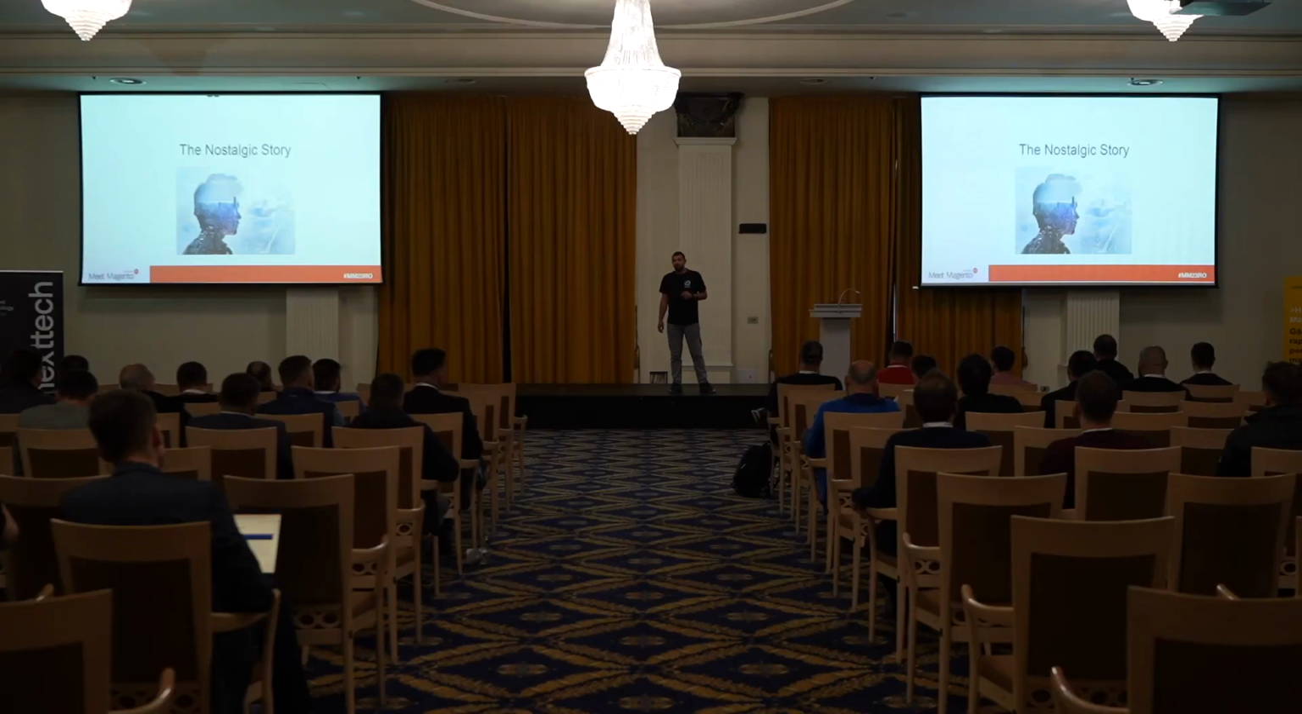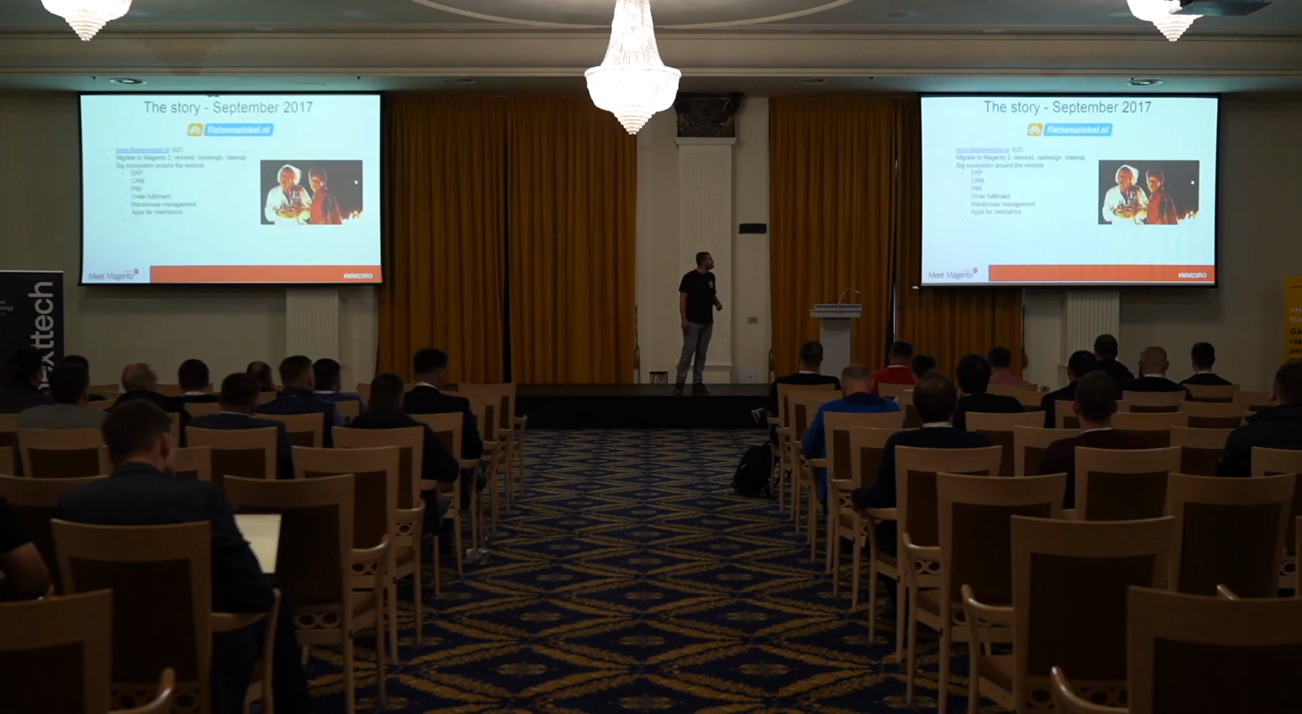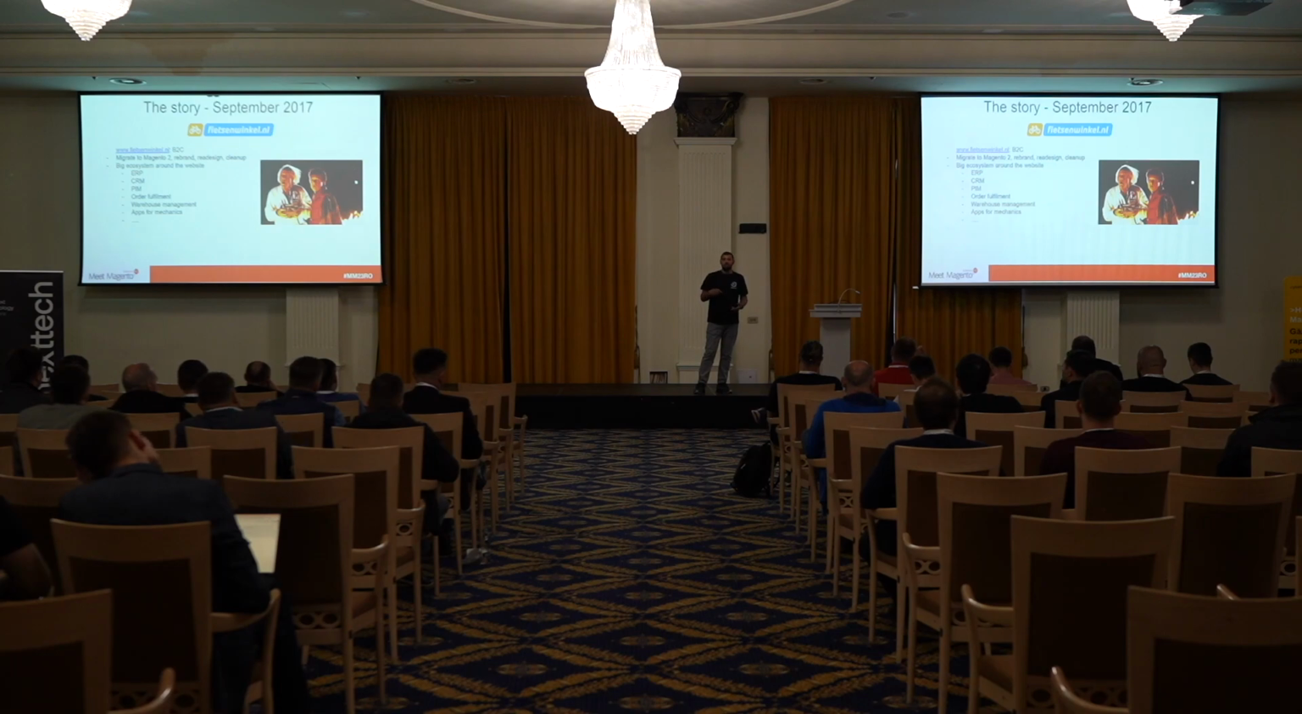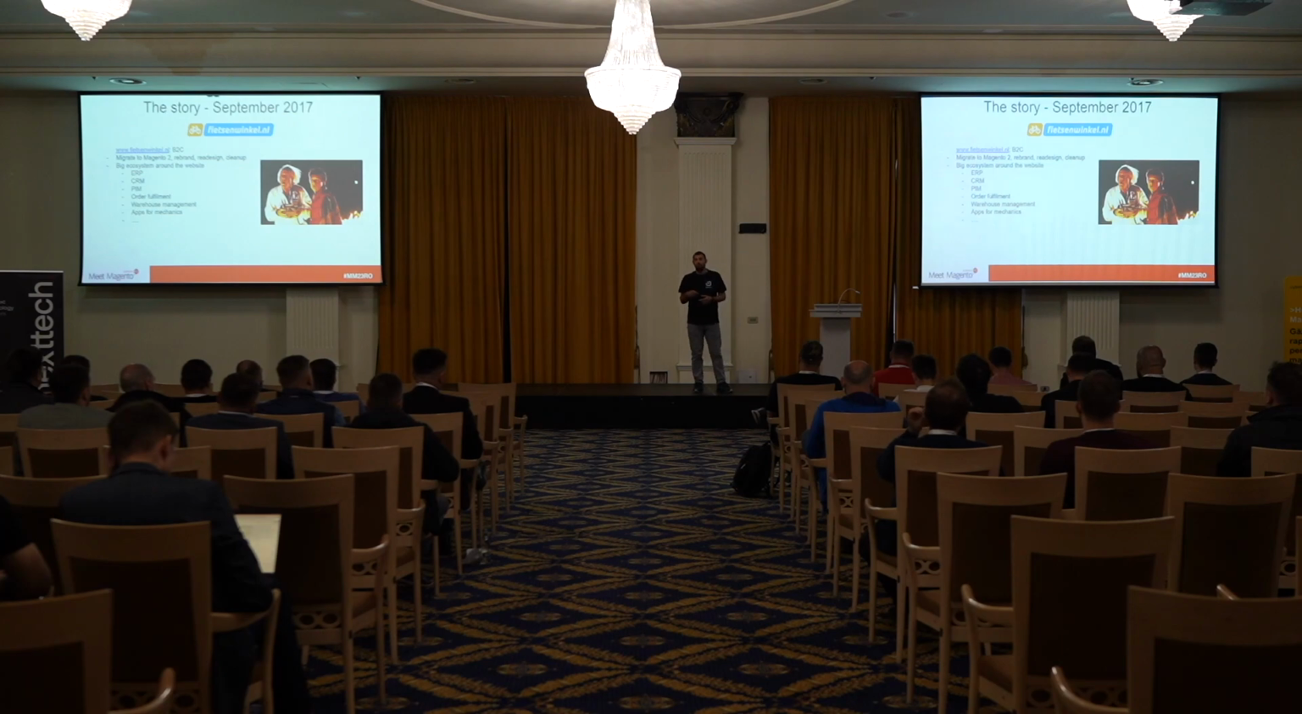Now I'm going to go for the nostalgic story. Like I said, back in my day, it all started in September 2017, where there was no COVID, when Magento was called Magento. We got a new client called Fits & Winkle, one of the largest bike retailers in the Netherlands, and we had to migrate their website from Magento 1 to Magento 2 and do a rebranding, redesign, cleanup, whatever. And we also gradually took over their whole ecosystem around their website, like ERP, CRM, order fulfillment, warehouse management, even apps for mechanics, and everything.